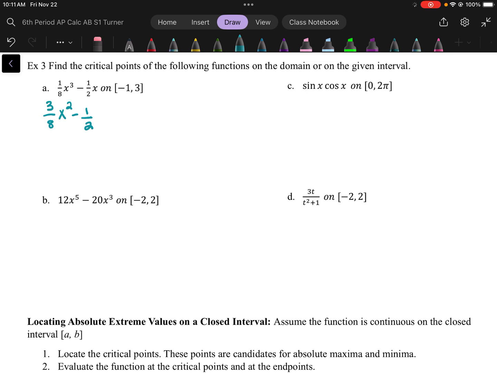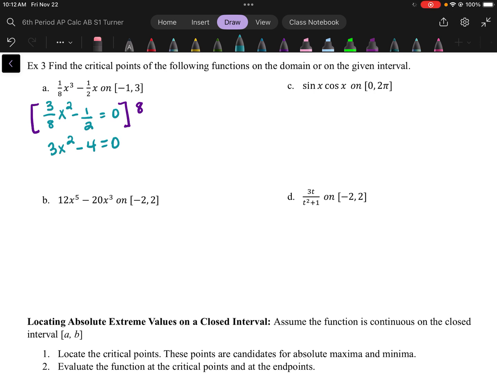And then I don't know about you guys, but I'm not a super big fan of fractions. So if I were taking this problem myself, I would multiply this entire thing by 8 so that I could work with whole numbers as I try to solve this for those critical points. So if I multiplied this by 8, I would get 3x squared minus 4 is equal to 0. I haven't changed the problem. I've kind of made the numbers larger, so that way it is easier for me to solve.